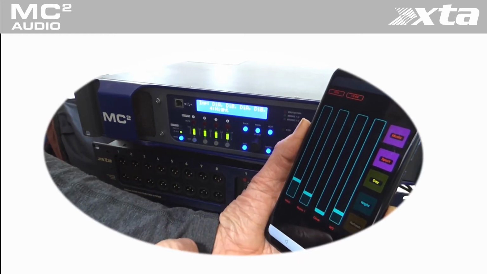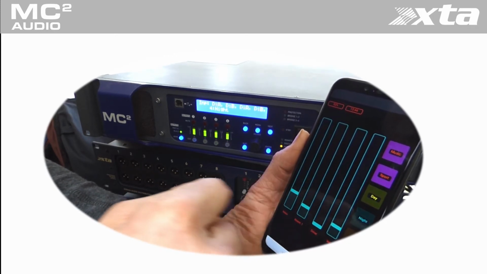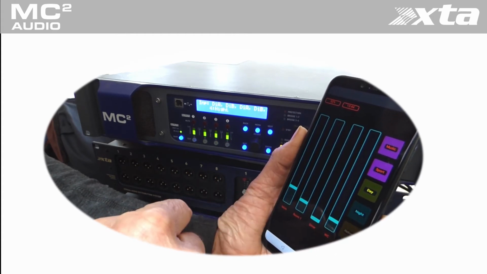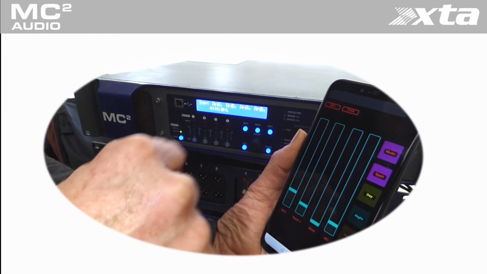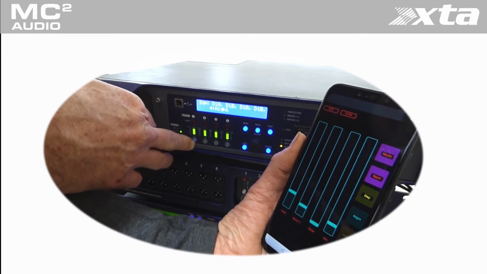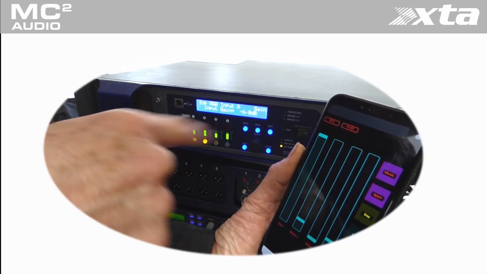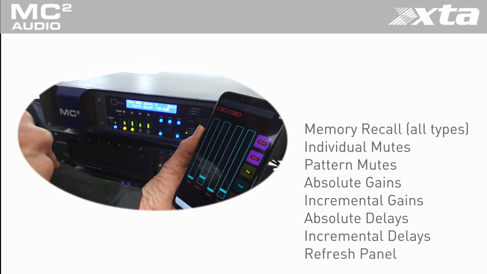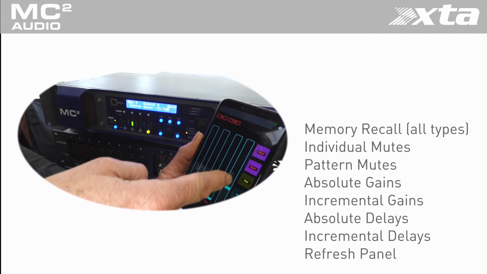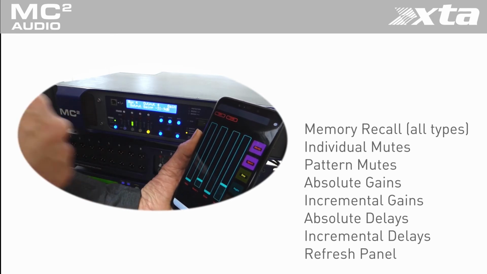In this example, we have a refresh button to update the panel levels, some source selection, i.e. switching between analog music and Dante sport inputs, some different EQ settings for during the day and during the night, level faders for 4 zones: main room, room 1, room 2 and the corridors and bathrooms. OSC commands are available to control the following: memory recalls, all types, individual mutes, pattern mutes, absolute gains, incremental gains, absolute delays and incremental delays.